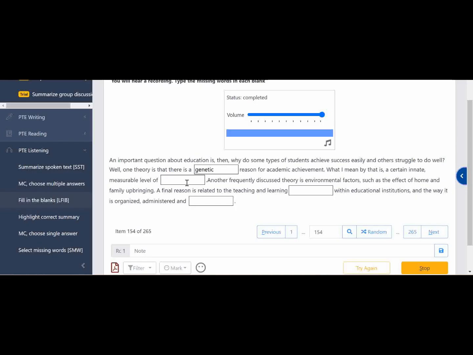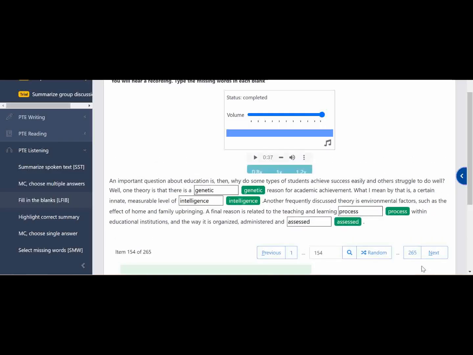So first one is, there is a genetic reason. Next one is measurable level of intelligence. Next one is learning process. And last one is assessed. So there is a genetic reason, level of intelligence, teaching and learning process, and last one is assessed. So we will write assessed with ASS, then ESS, then ED.